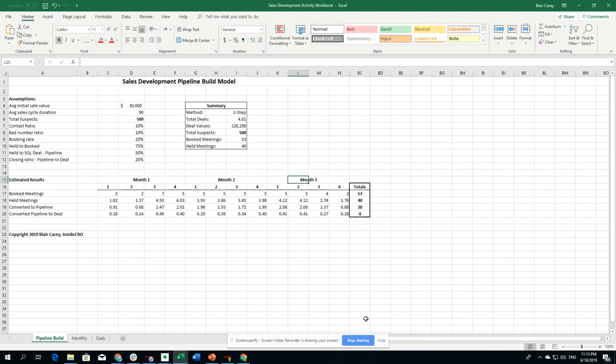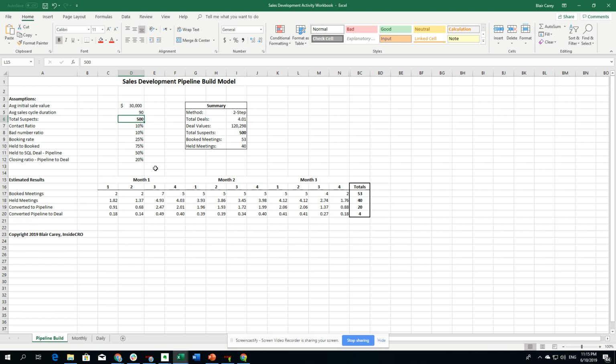So basically, there's a number of things that we have going on here that are important for us to understand. And let's just quickly walk through what those things are. So the first thing is understanding what the average sale value is, what the average sales cycle is, what our total suspects are. These are all the assumptions as to what we expect to happen during an actual sales development program.